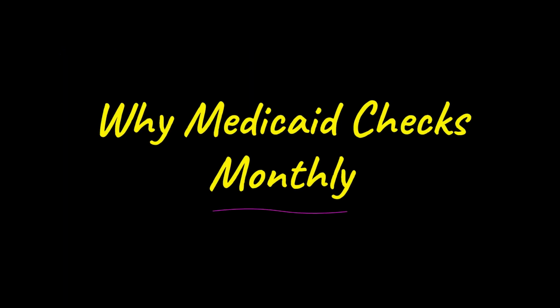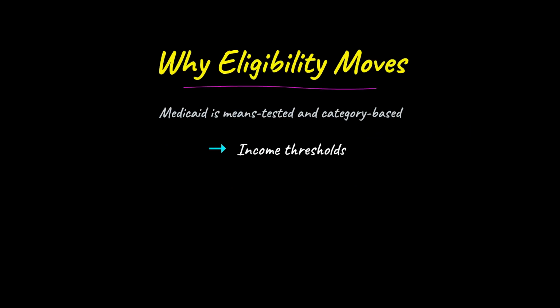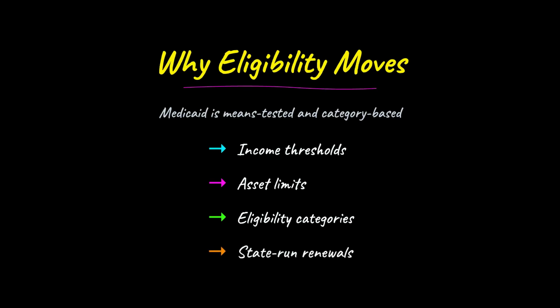Medicaid eligibility is verified at the start of every month because coverage itself shifts month to month with income, household changes, and employment status. Unlike Medicare, which stays stable once a beneficiary enrolls, Medicaid moves with the patient's life. This happens because Medicaid is means-tested and category-based. Each state sets its own income thresholds, asset limits, and eligibility categories like pregnant women, children, or the disabled. Renewals and redeterminations run on state-specific schedules that commonly trigger month-to-month coverage changes.